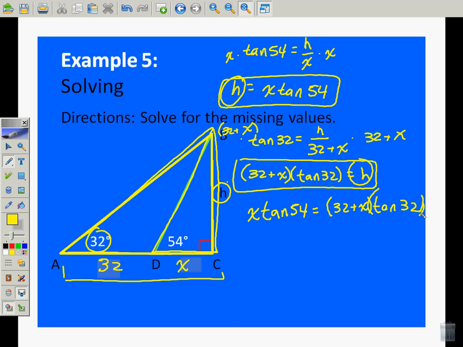x tangent 54 is equal to 32 tangent 32 plus x tangent 32. Okay? It's looking complicated, but don't be afraid. I assure you, we're not going to be afraid here. Because look at what's happening here. I'm going to set this equal to a number. So I'm going to get my x terms all together.